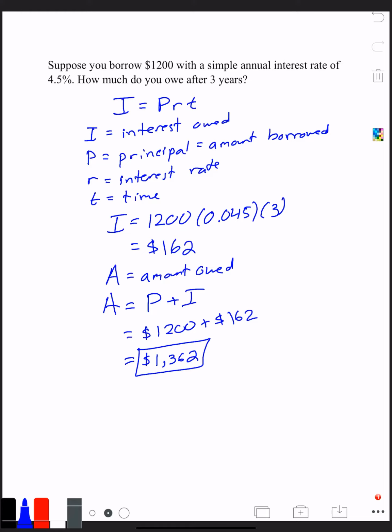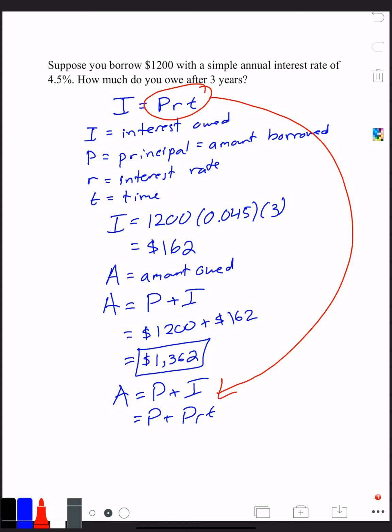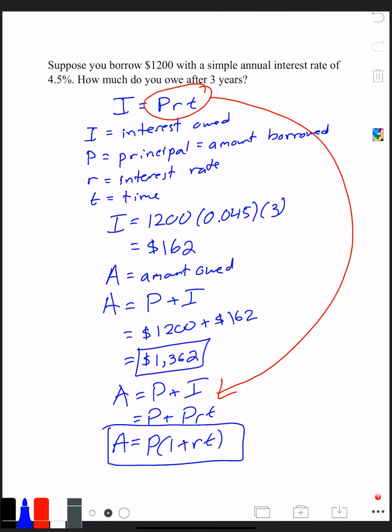And whenever you are asked for the total amount owed at the end of a certain amount of time, you probably want to use the more straightforward formula here. P plus I works out to be P plus PRT, where I'm using the formula for what I is. And if we use our algebra, we see P times 1 plus RT. Let me write that a little nicer. And this would be the formula you'd want to use to shortcut instead of having to do 2 separate steps.